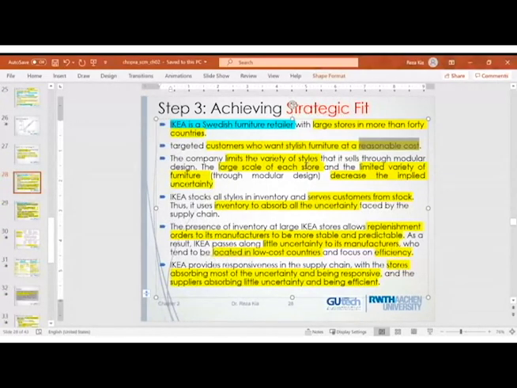So in the stores, they are very responsive because they have a huge amount of inventory. And at the level of manufacturing and the suppliers, the level of uncertainty is low, so they are expected to be more efficient.